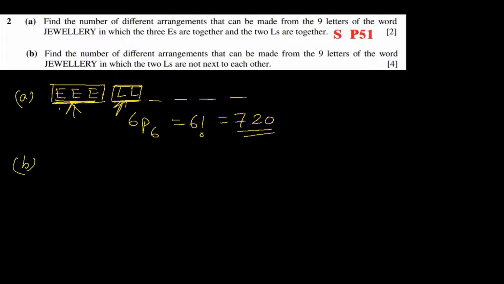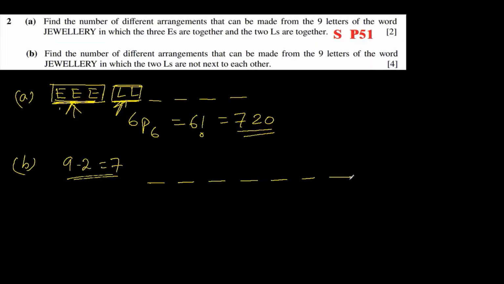Let's talk about the B part. Same, the word jewelry, and they are asking for the number of different arrangements that can be made in which 2 L's are not next to each other. So whenever they say that certain number of alphabets or people or something are not together, exclude them. So out of 9, if we remove those 2's, we get 7. So we'll draw 7 places. 1, 2, 3, 4, 5, 6, 7.